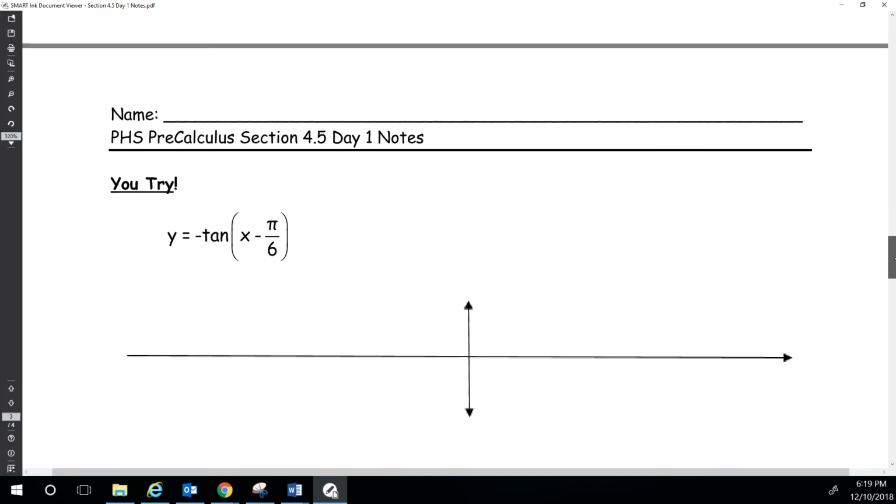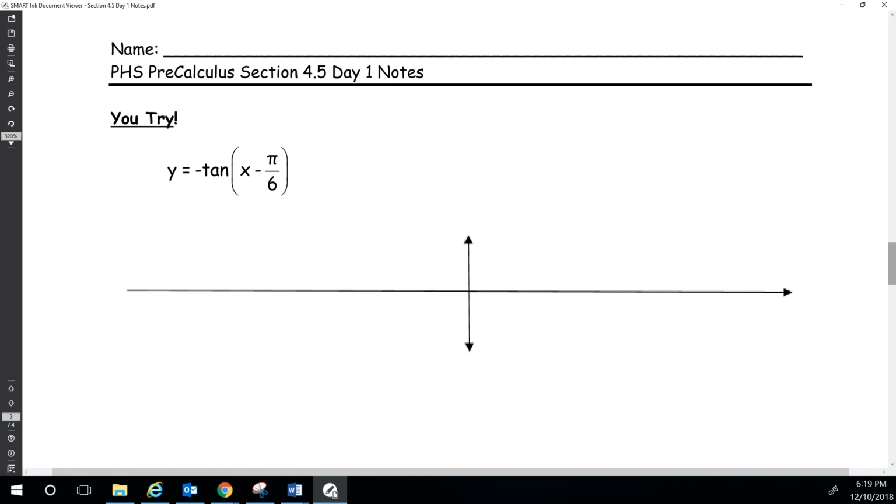All right, see the U-try. This one has a reflection and a horizontal shift, a phase shift. So our typical period is pi, and we split half of it on one side and half on the other side of 0. Remember, these are our vertical asymptotes. The guy in the middle is your x-intercept. But we are going to add pi over 6, the opposite of what it says. 0 plus pi over 6 is pretty easy. The other two, we're going to have to do some fraction math.